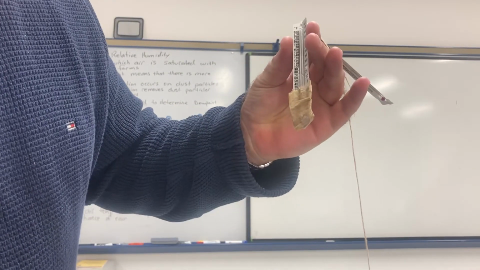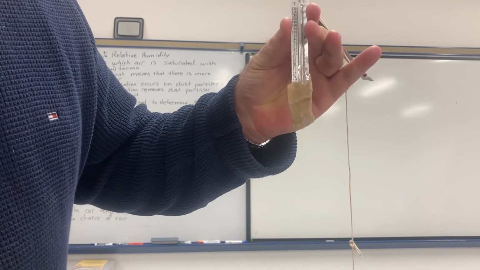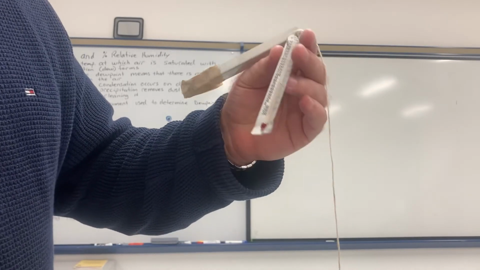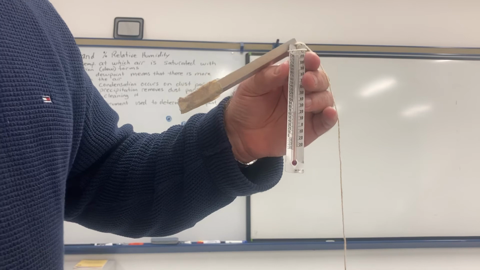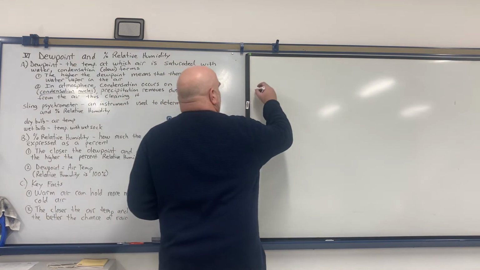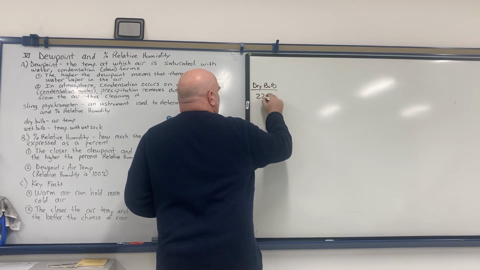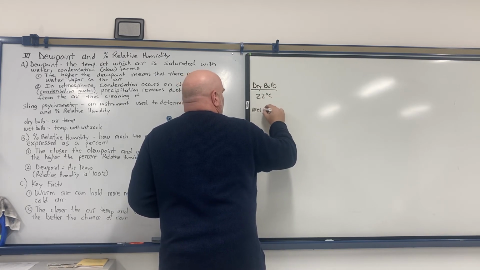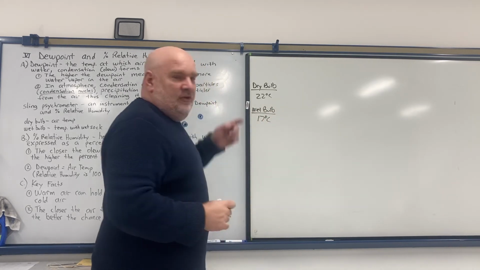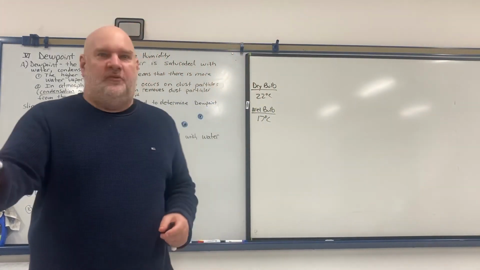If I look at that thermometer right there, it looks like the wet bulb temperature is about 17 degrees Celsius, and the dry bulb temperature looks like it's about 22 degrees Celsius. Now, using those numbers, I can figure out what the dew point temperature is and what the percent relative humidity is.